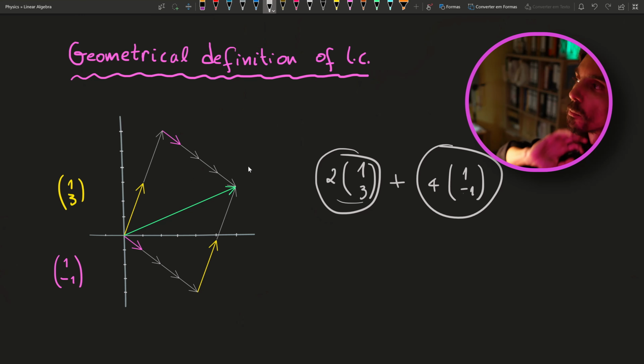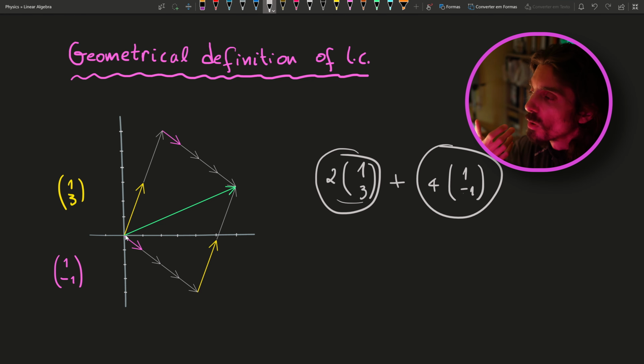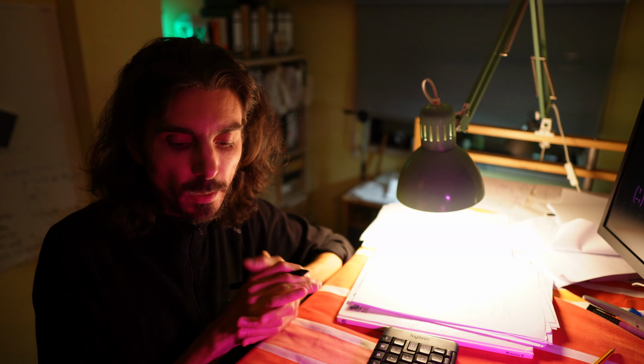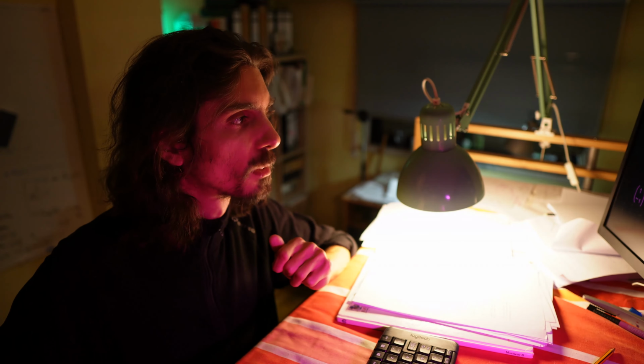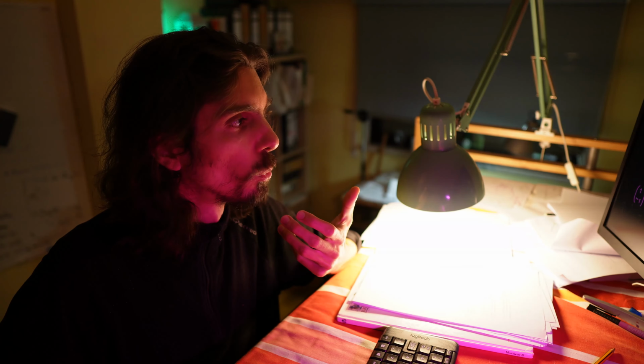Another way to look at this parallelogram rule is again to imagine ourselves at the origin, and now we have to move in two-dimensional space. First, we move twice this vector, so we move from here to here. But now that we are at this position, we want to move 4 times (1, minus 1), which means this much, this much, this much, and this much. So you end up here at this point. So the displacement vector is how much you moved, which is the green vector.